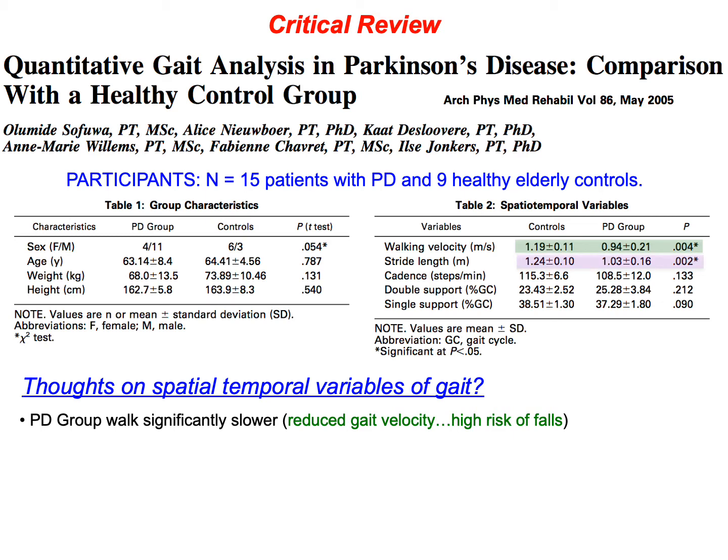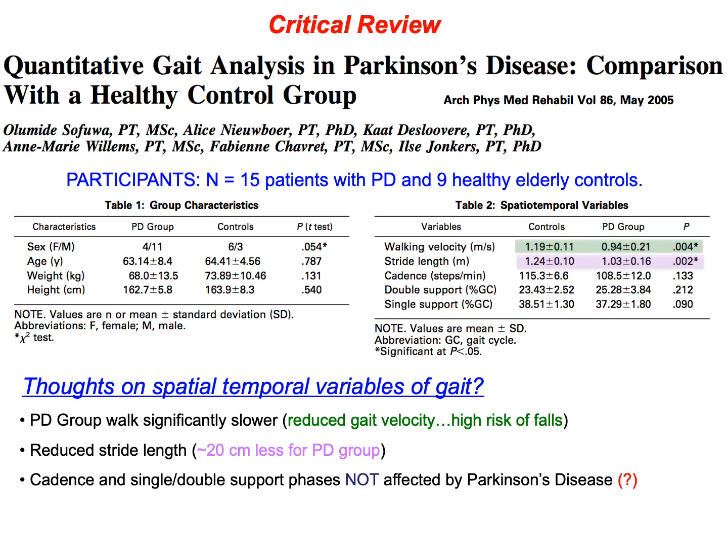Secondly, if you look at the stride length characteristics here, clearly stride length is a component of walking velocity, and you can see that that's the case for sure for the Parkinsonian group. It's 1.03 compared to 1.2, so it's about a 20 centimeter reduction in stride length on average, and that is also statistically different between the two groups.